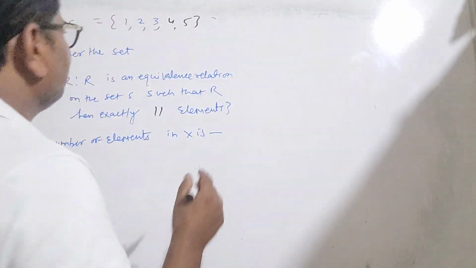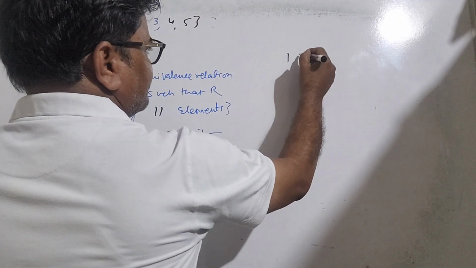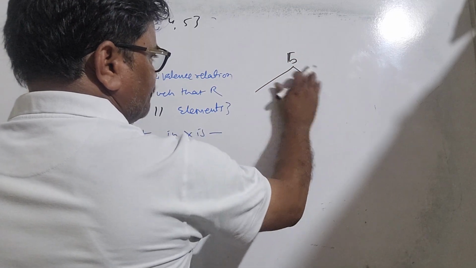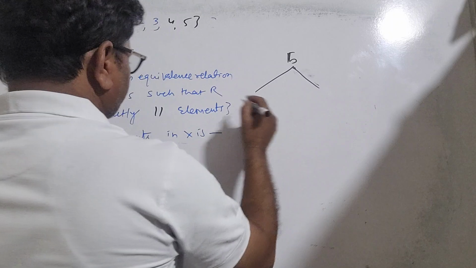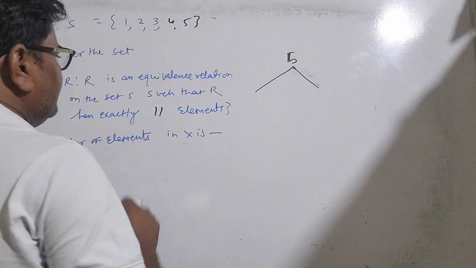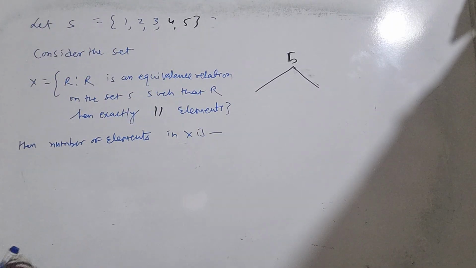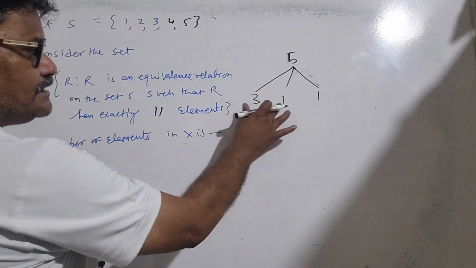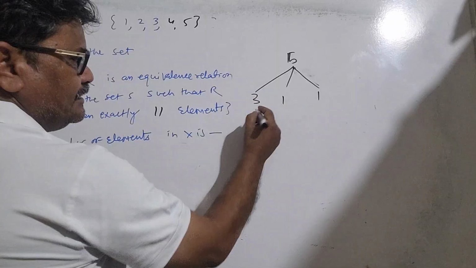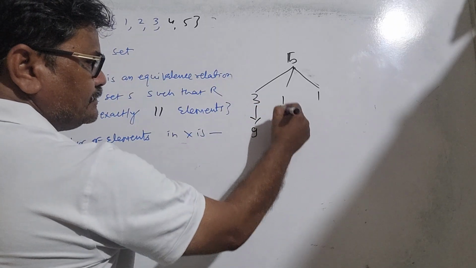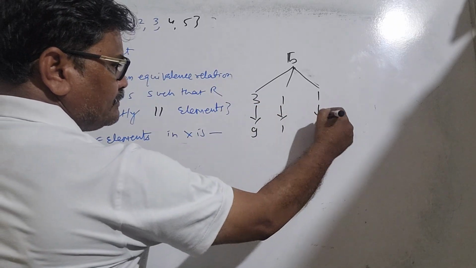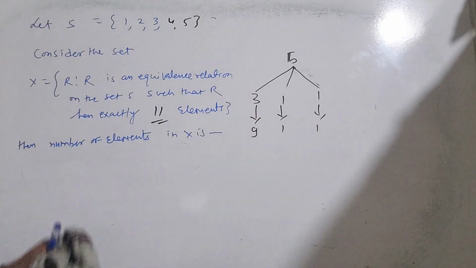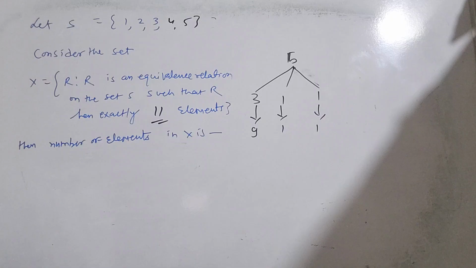What is that rule? For example, here 5 elements are there. So how can I partition this? I can partition it as 3, 1, 1. So 3 plus 1 is 4, 4 plus 1 is 5. And 3 squared gives 9, 1 squared gives 1, 1 squared gives 1. 9 plus 1 plus 1 is 11. Correct? Is there any other way we can partition?